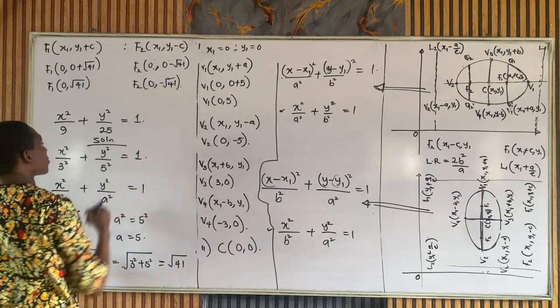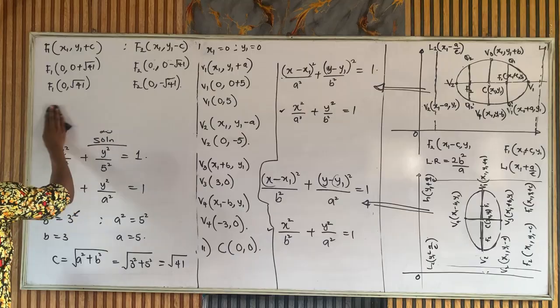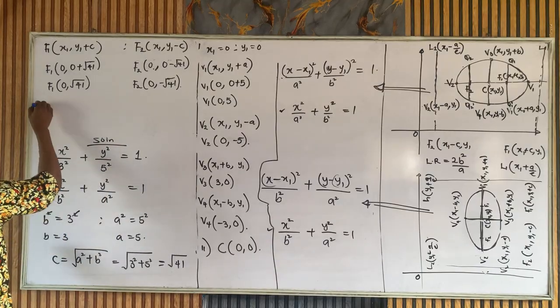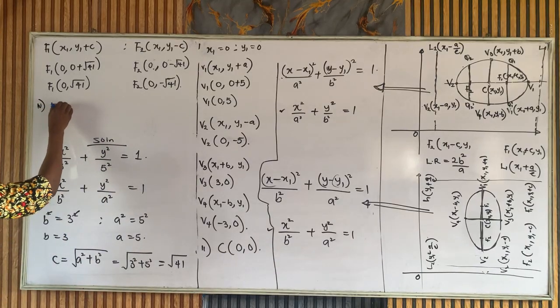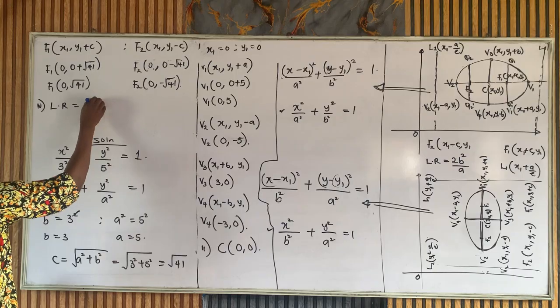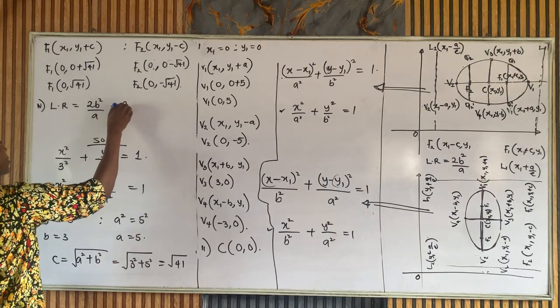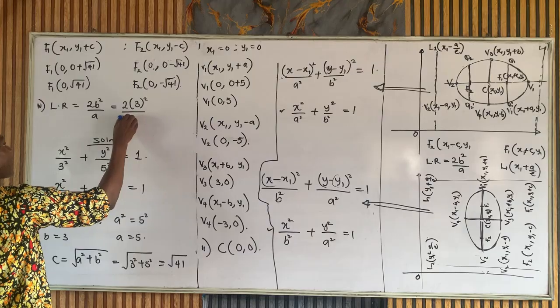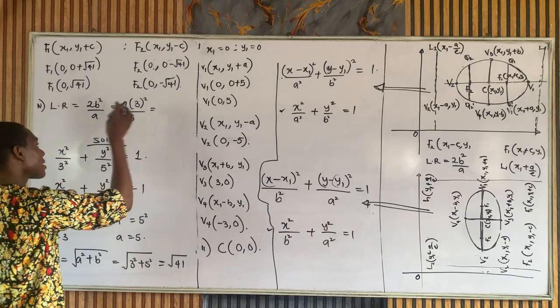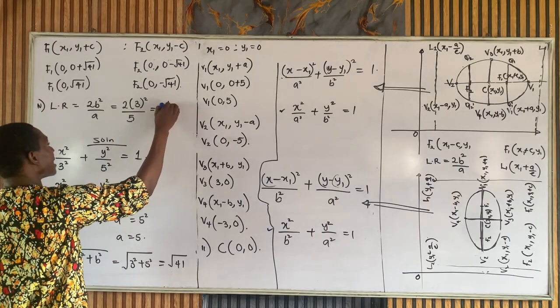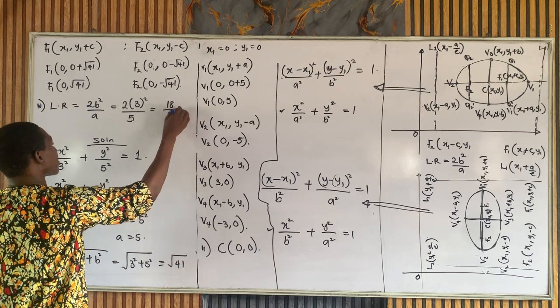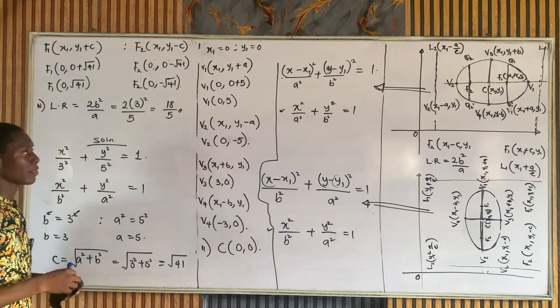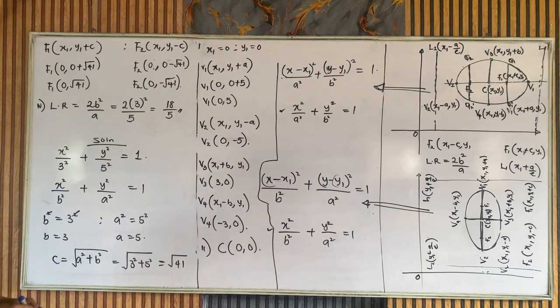Then lastly is the latus rectum. Our latus rectum is simply 2b squared over a. And that will be 2 into 3 squared over a, which is 5. That gives us 3 squared is 9, times 2 is 18. That's 18 over 5. That's our latus rectum. So that's that for this question.